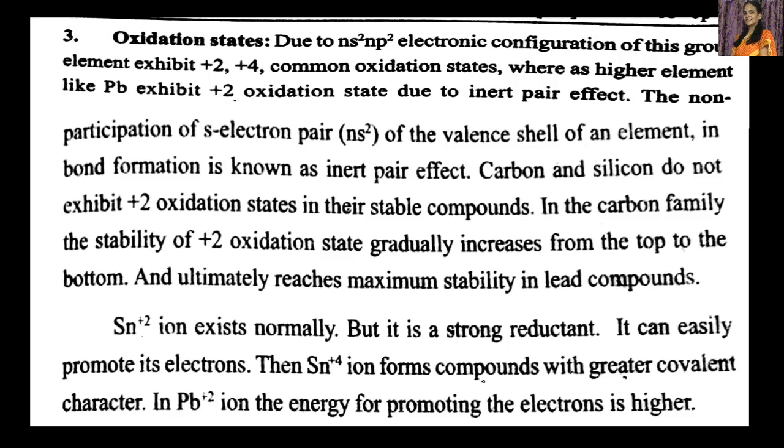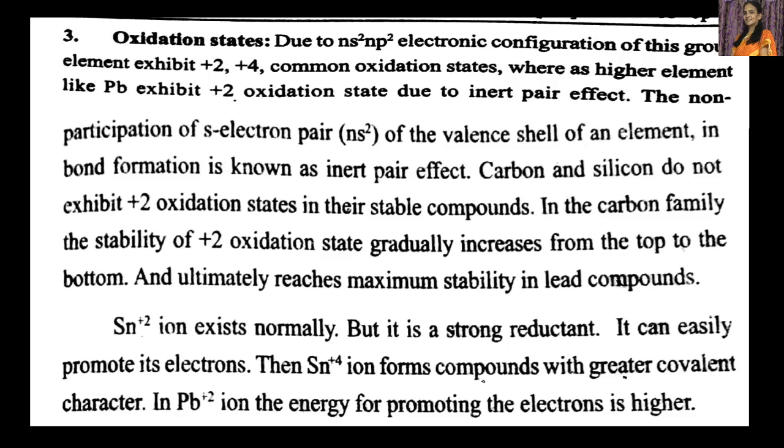Carbon and silicon do not exhibit the +2 oxidation state in their stable compounds. In the carbon family, the stability of the +2 oxidation state gradually increases as we move down the group, and ultimately reaches maximum stability in the case of lead compounds. This is due to the inert pair effect, as we discussed.